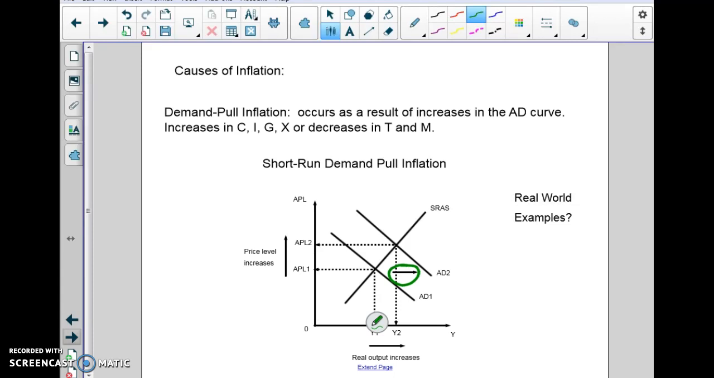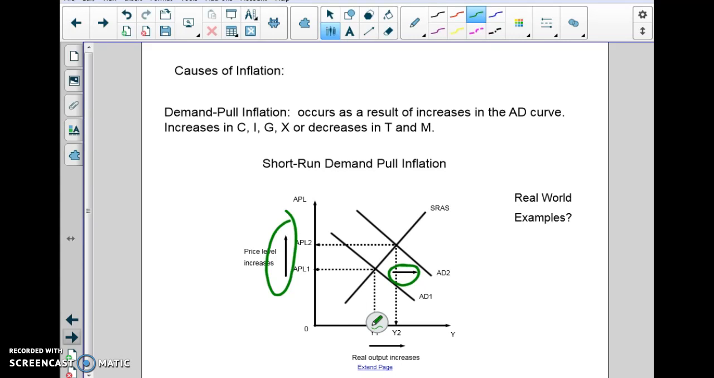Why? An increase in wealth. Stock market's doing really well. Increase in confidence. Maybe taxes get lowered. Government spending increases. Interest rates fall. Things like that. AD shifts to the right. We have price levels rising.